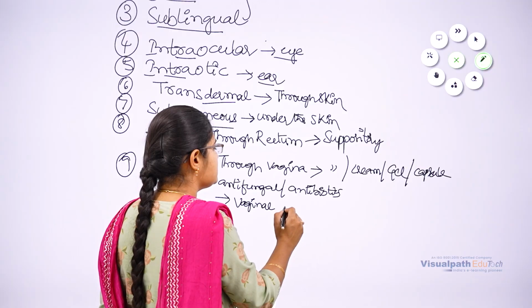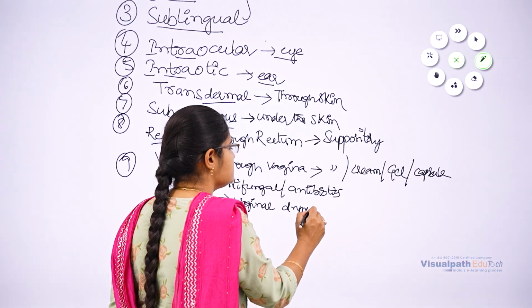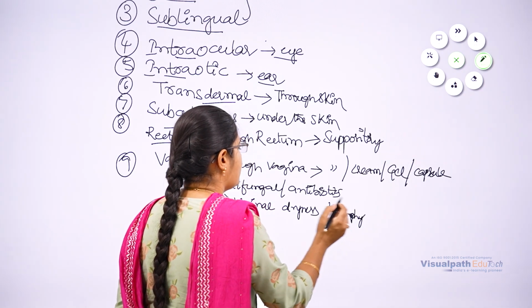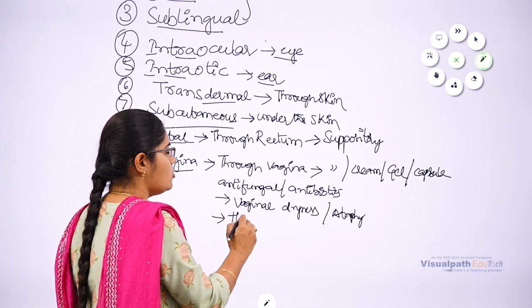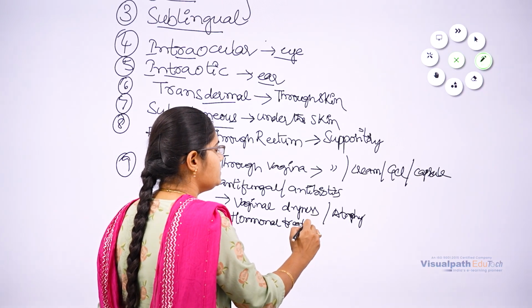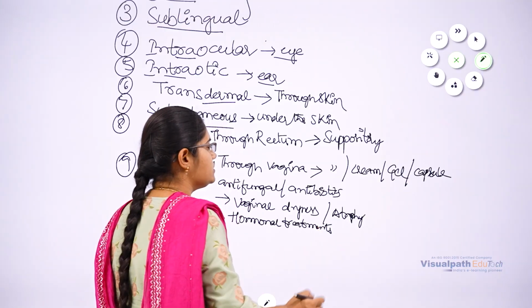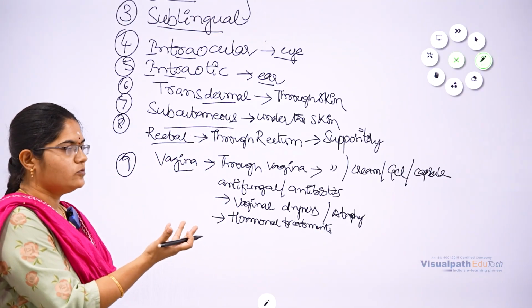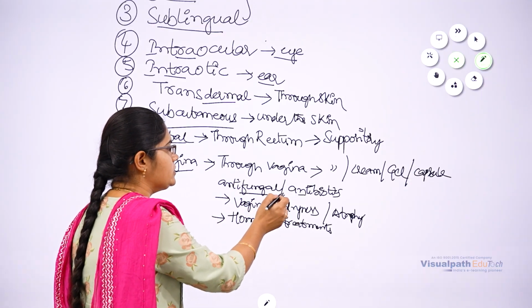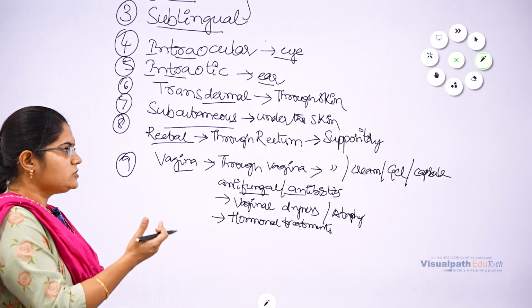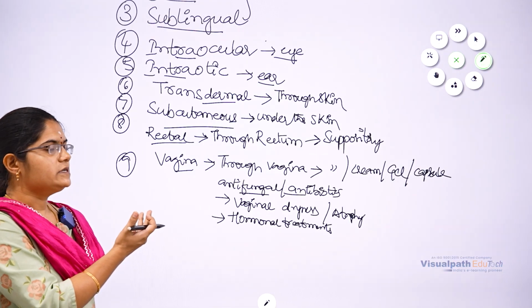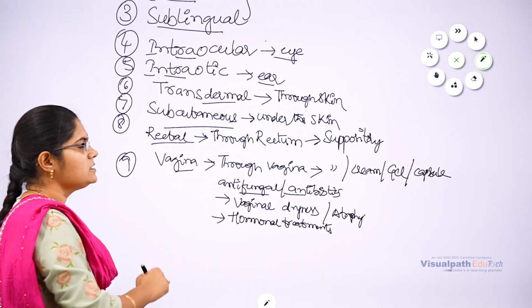So to treat some conditions like vaginal dryness, atrophy, or in case of some hormonal treatments, the drug will be administered through the vaginal route in the form of a suppository, cream, gel, or capsule. Mostly antifungals or antibiotics will be inserted through the vagina to treat conditions like vaginal dryness, etc. This route is termed as the vaginal route.